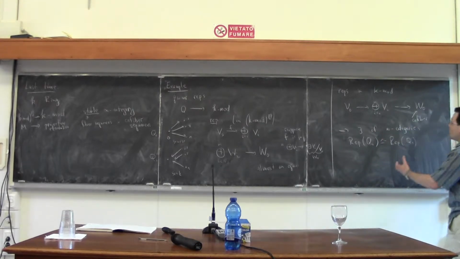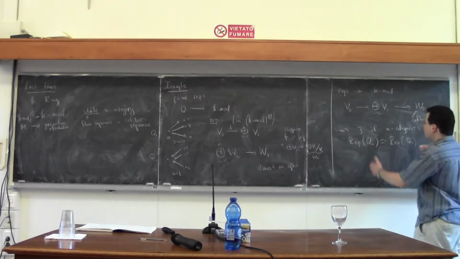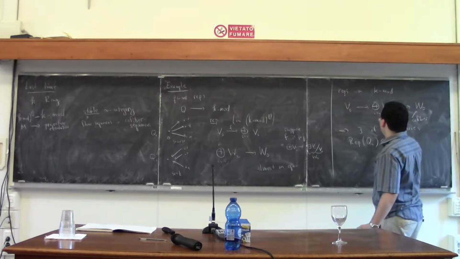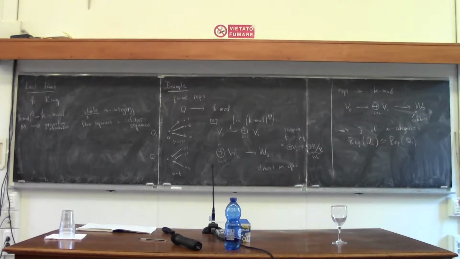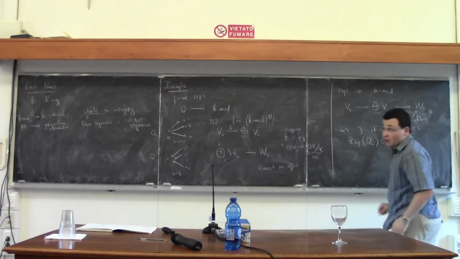Somehow, instead of kernels and co-kernels, in the derived world you have fibers and cofibers, and they tend to remember more information about your map. So even if this map were not injective, this cofiber remembers something about the kernel of this map as well.